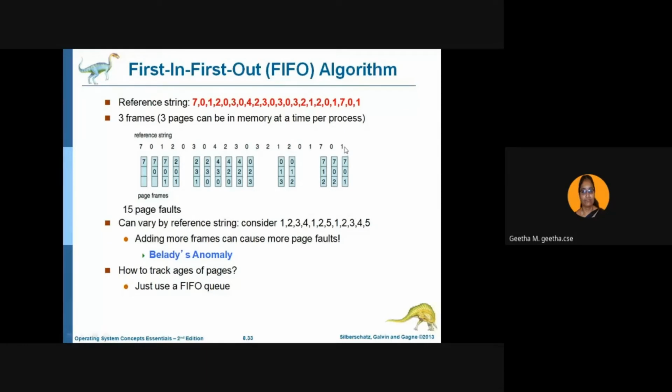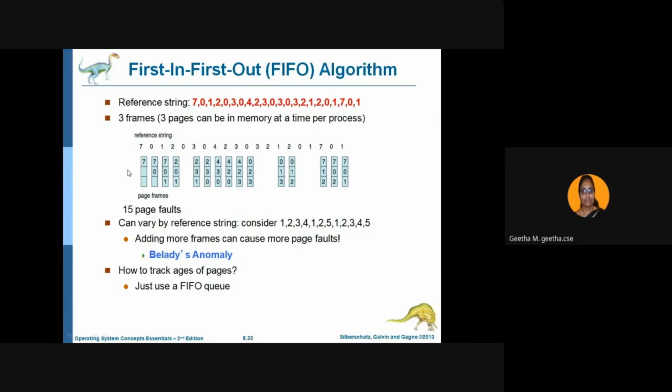Again page number 1 arrives. It is not in memory, so another page fault occurs. Among these 3 pages, 2 is the one which has arrived earliest. So it replaces 2 by 1.